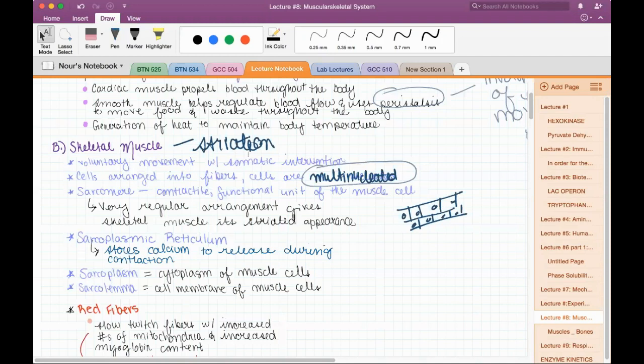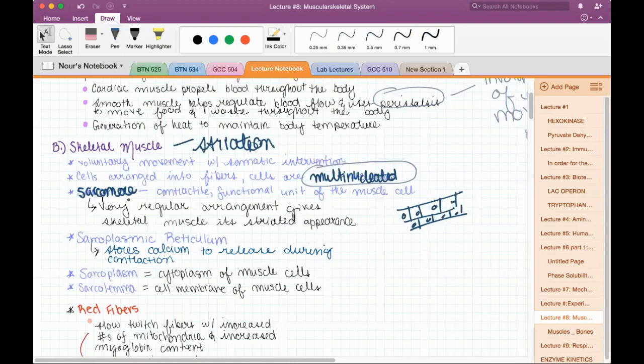So if you were to take a slide of skeletal muscle, you would see stripes and then a bunch of darker dots, and those darker dots would be the multiple nuclei, and the stripes would be the striations. The striations are due to the main part of the skeletal muscle, which is the sarcomere. The sarcomere is the contractile functional unit of the muscle cell, and they're very important basically because skeletal muscles are utilized all the time. They need to be readily used and always contract.